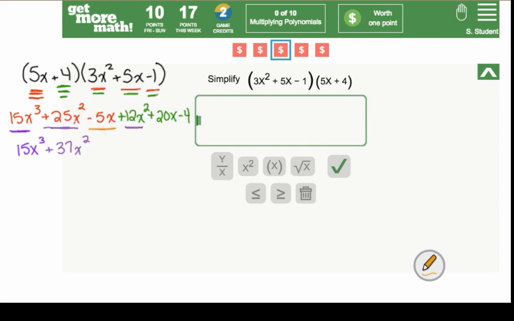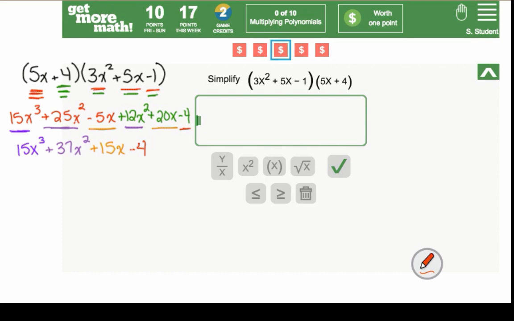A negative 5x and a 20x is a positive 15x. And then the last thing we have is that negative 4. And so that'll attach at the end. So that is 15x cubed plus 37x squared plus 15x minus 4 is the product of multiplying 5x plus 4 times 3x squared plus 5x minus 1.